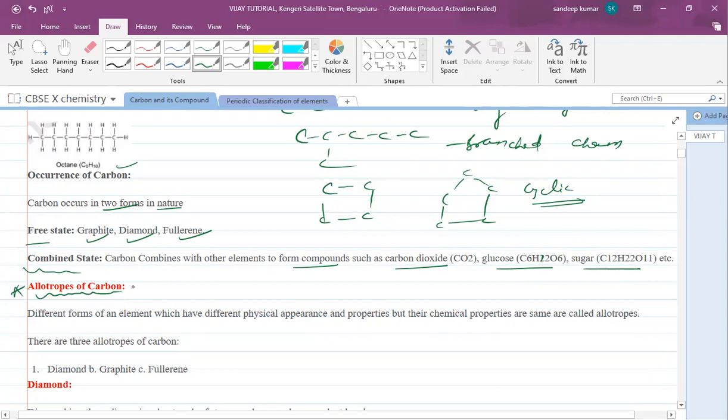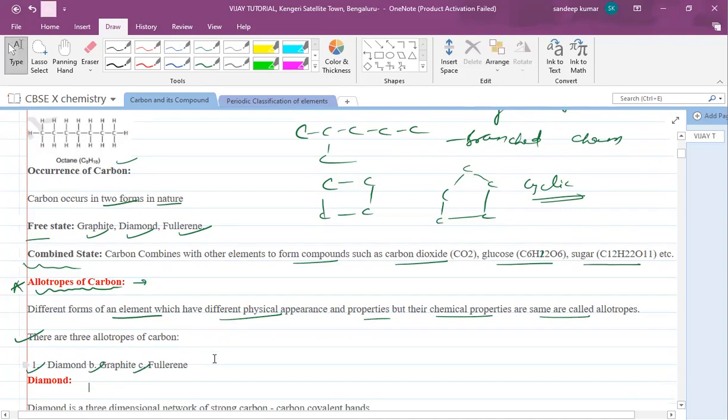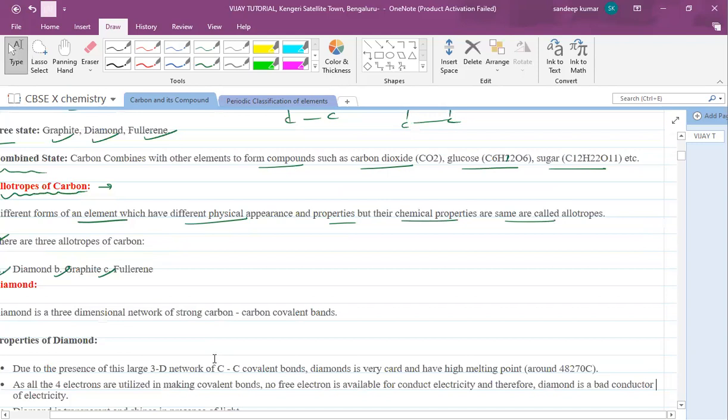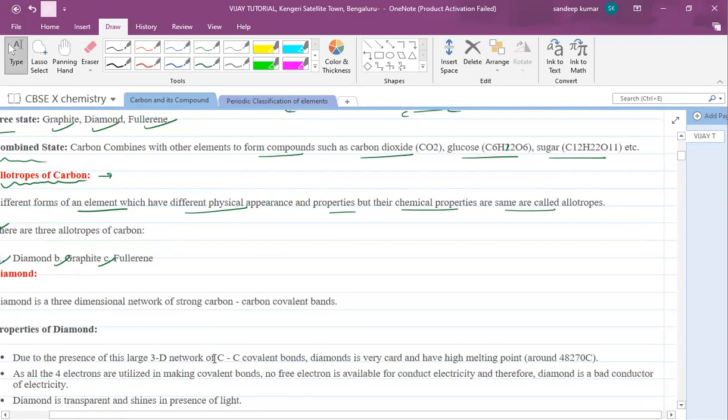Allotropes of carbon. Allotropes are different forms of an element which have different physical appearance and properties, but their chemical properties are the same. So there are three allotropes of carbon. One is diamond, second one is graphite, third one is what? Fullerenes. Let's study one by one about the three allotropes of carbon.